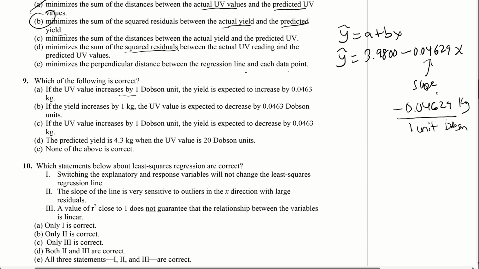So if the UV value increases by 1 Dobson unit, the yield is expected to increase? No, it's a decrease. So it's not A. If the yield increases by 1 kilogram, the UV value is expected to decrease? Nope. If the UV value increases by 1 Dobson unit, the yield is expected to decrease by 0.0463. Yes, that's the right answer.